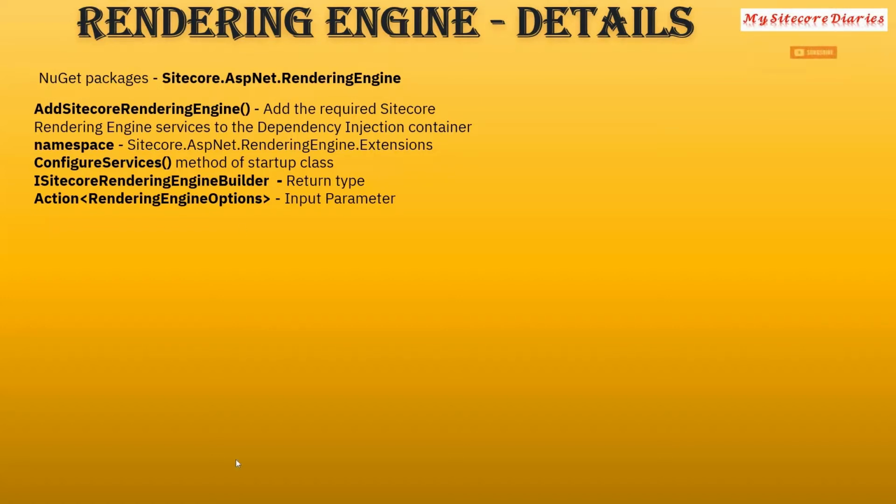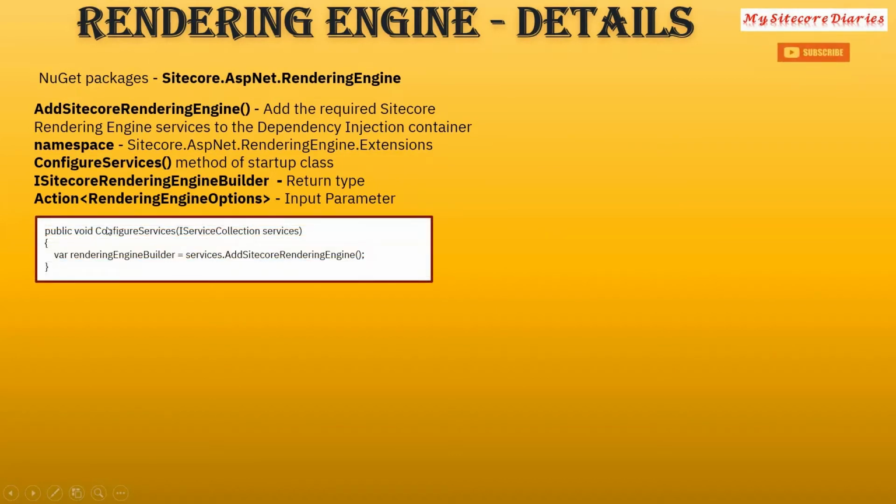The return type for this method is ISitecoreRenderingEngineBuilder, and your parameter is Action of RenderingEngineOptions. So something like this we write in the startup class in ConfigureServices, for the dependency injection container.